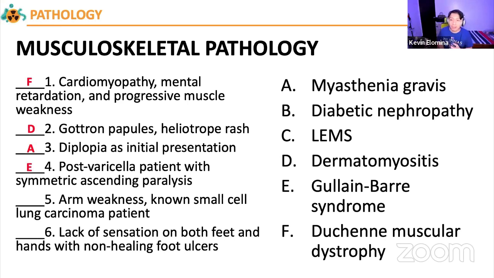Now, if you have small cell lung cancer and you have weakness in your extremities, then maybe we're looking at your neuromuscular disease, your Lambert-Eaton myasthenic syndrome. And if you have lack of sensation on both feet and hands with your non-healing foot ulcers, maybe you have diabetes. So that is your diabetic neuropathy yan. Okay, neuropathy yan. Sorry for the error.